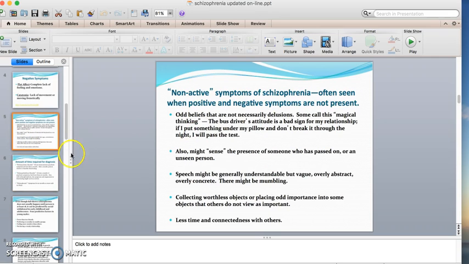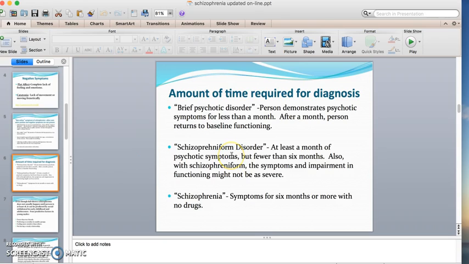Now, in order to diagnose somebody with schizophrenia or a psychotic disorder, time is a factor. It's always a factor. So you can have all of the same symptoms, but depending on how long they last will influence the diagnosis. The length of duration of the symptoms dictates the diagnosis that's available to the clinician and to the client. So if a person's demonstrating these psychotic symptoms for less than a month, we would diagnose them with brief psychotic disorder. The symptoms could be the same, but less than a month, brief psychotic disorder.